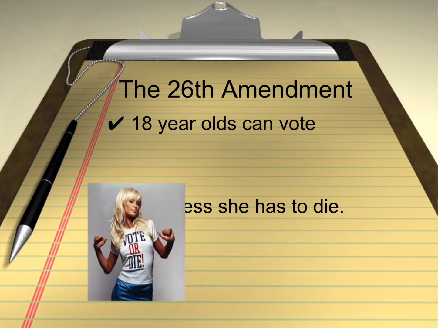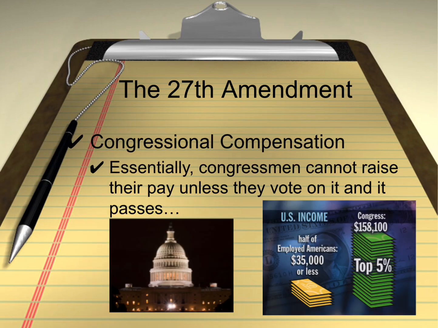The 26th Amendment. 18 years old can vote. The 27th Amendment. Congressional compensation. Essentially, congressmen cannot raise their pay unless they vote on it and it passes. Okay, so yeah, that's all the amendments from 11 to 27th, besides the first 10 Bill of Rights.